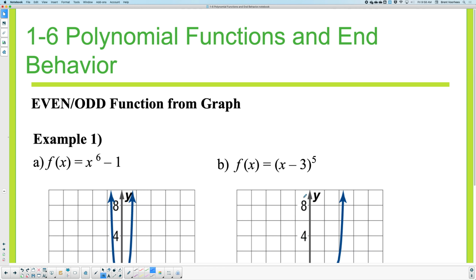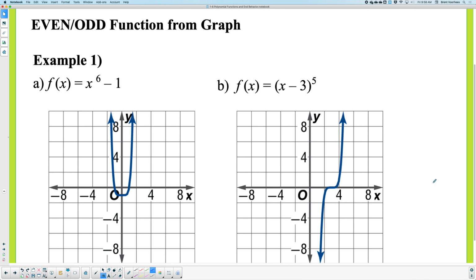All right. Some examples here. Even, odd from a graph. What do you think when you look at this one? Is this even or is this odd? That's an even function. By rule, check out the powers here.